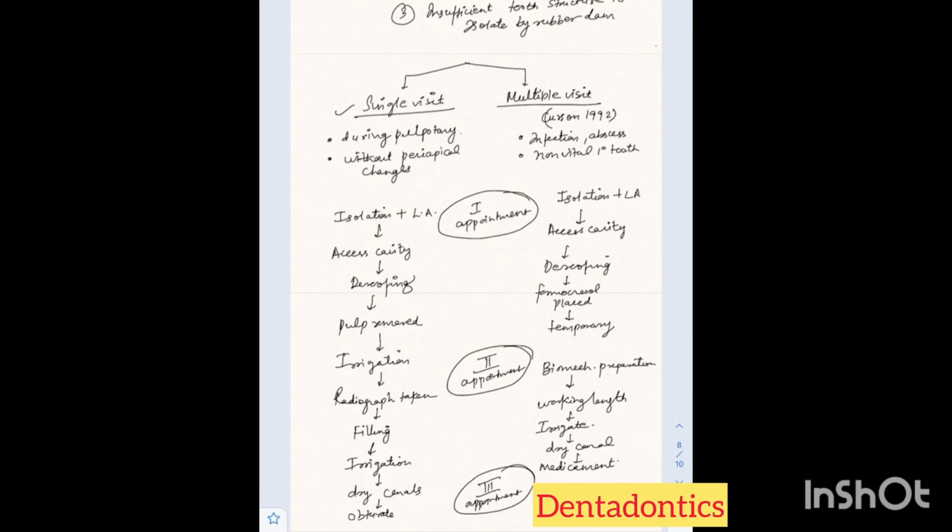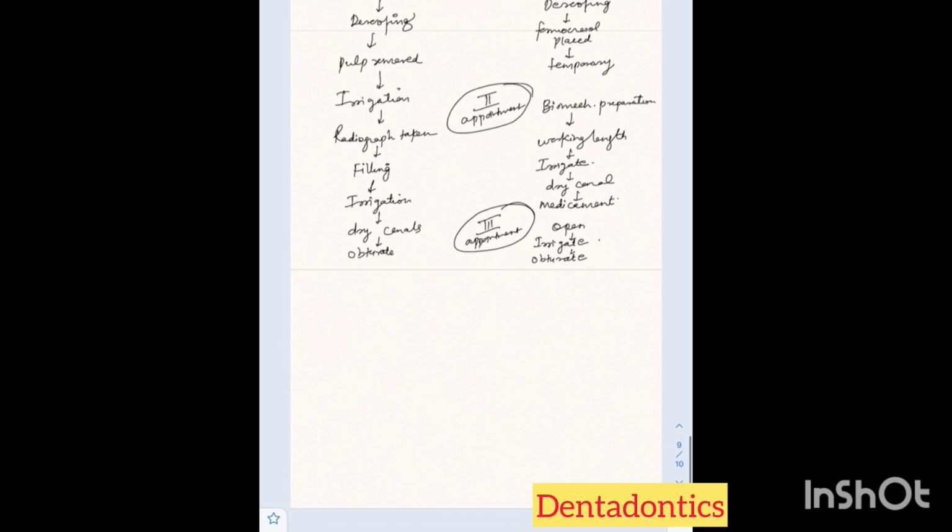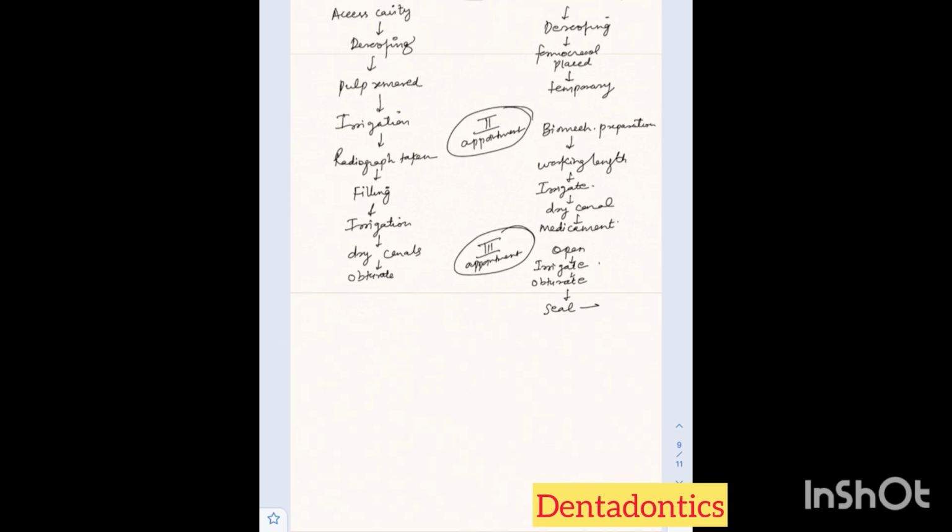After 5 to 7 days, in the third appointment, we will again open the canal, irrigate the canal and obturate the canal, and then the final restoration or the crown is placed and recall should be done to check the success of the pulpectomy procedure.